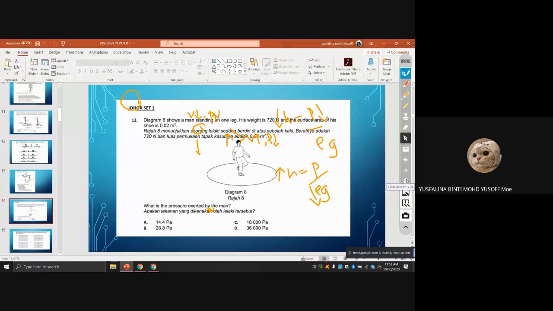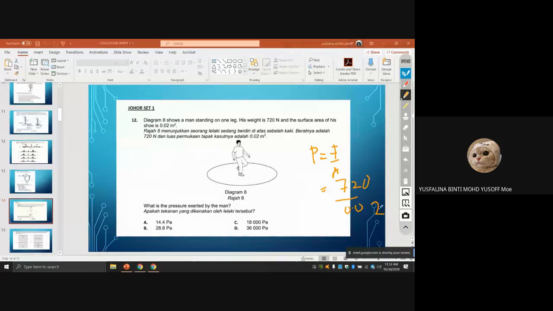Number 12. Okay, so diagram 8 shows a man standing on one leg. So his weight is 720 N and the surface area of the shoes is 0.02 m². So what is the pressure exerted by the man? So this one we use P equals F over A, right? So the force here is actually the weight, 720, the area is 0.02. Okay, so you just divide. Number 12, the answer is D, donkey. Alright, next one.